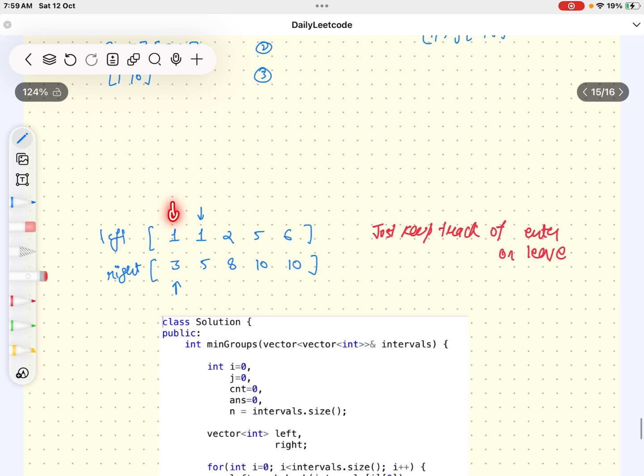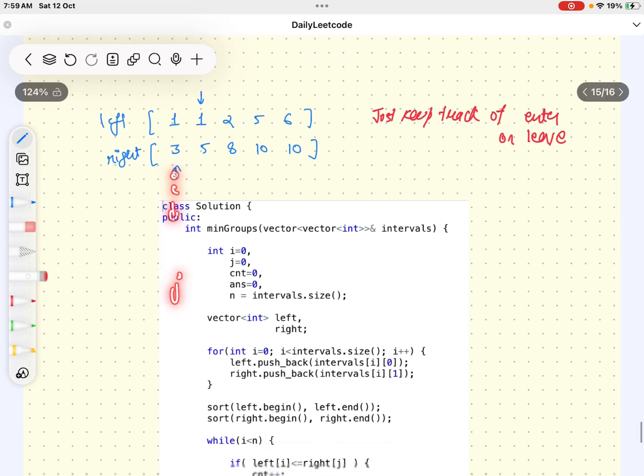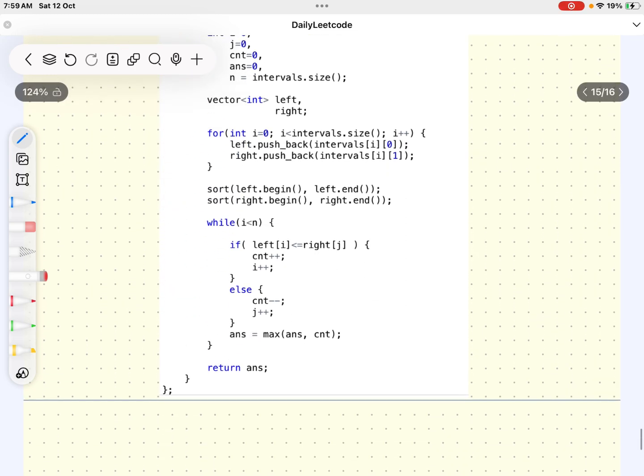This is i and this is j. So whenever the left is less than or equal to right, which means the arrival time is less than or equal to the departure time of j, which means that we need one more track, or we need one more group to accommodate this. So we will just increase the count, and we will also increase the left pointer by 1.